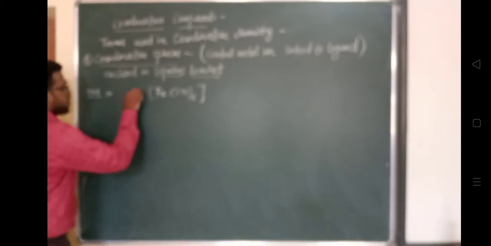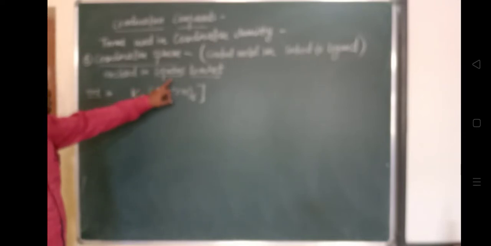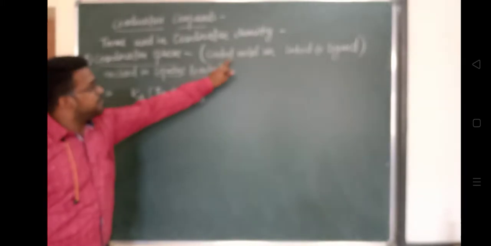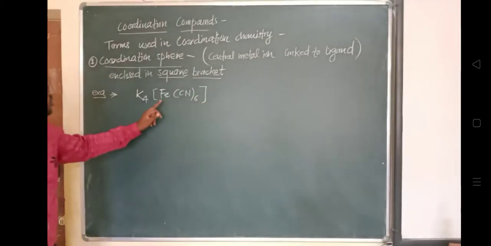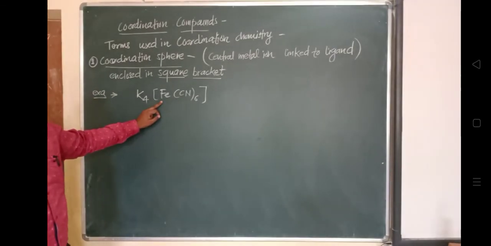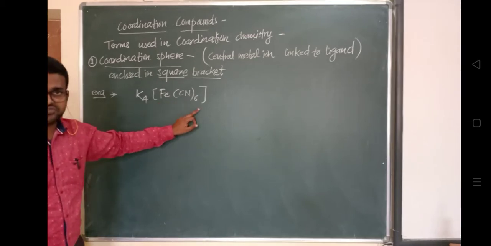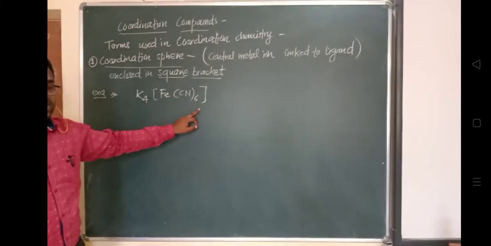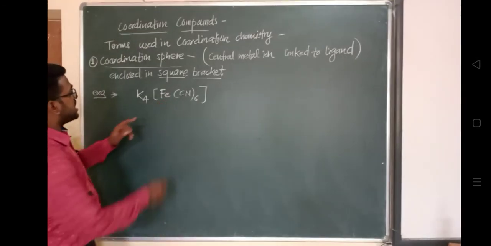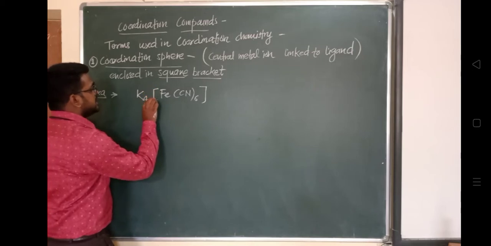So in this case, which one is the central metal ion? Fe is the central metal ion, and it is linked to the ligand. Which is the ligand that is linked? CN, six times. This is the ligand linked to the Fe, and that's why it is represented in a square bracket. This will be called a coordination sphere.